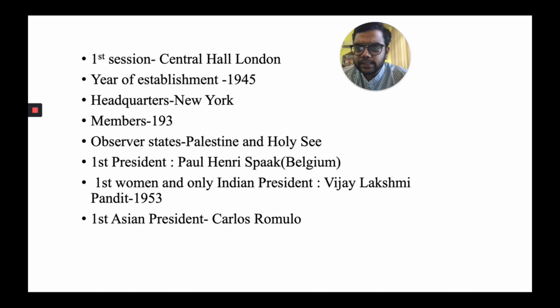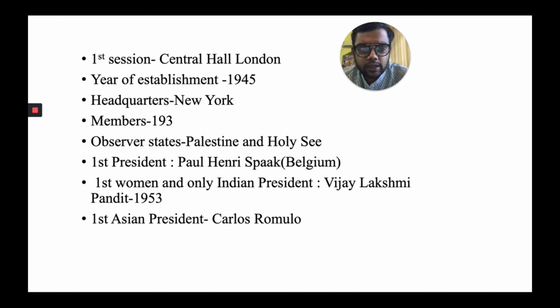All the states, that is the currently 193 members who are part of the United Nations, are automatically part of the General Assembly. Now, before discussing further, I would like to mention that almost all headquarters of the principal organs of United Nations are situated in New York, except the International Court of Justice, which we have already discussed at length in another video. Now, there are just two observer states, that is Palestine and Holy See.